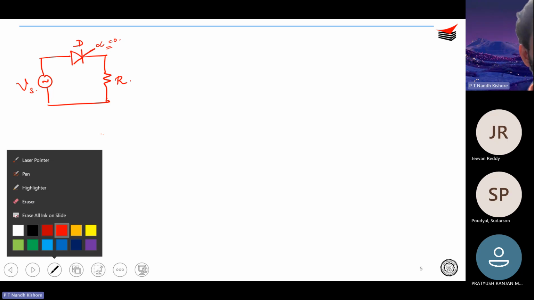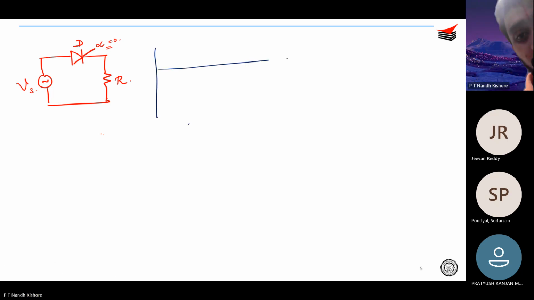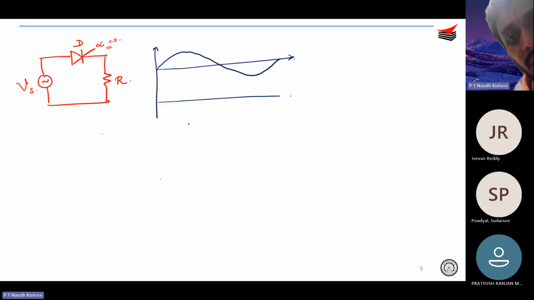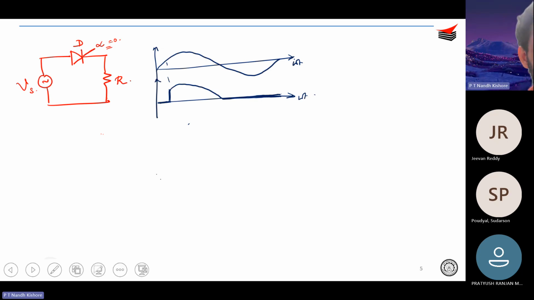If you draw the waveforms, if this is your input voltage, then your output voltage is going to be, it will start conducting after alpha, and then it goes to 0. This is something that's straightforward. You studied this in the last class itself, right? And let's say you have a pure resistive load, therefore your current will also follow a similar profile. So this is going to be your V naught, comma I naught.